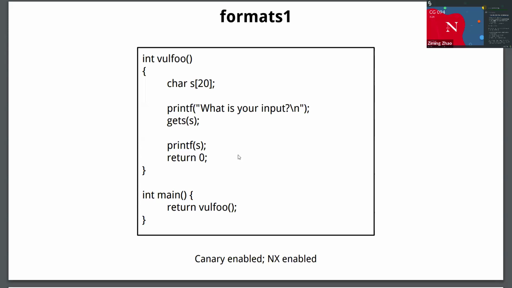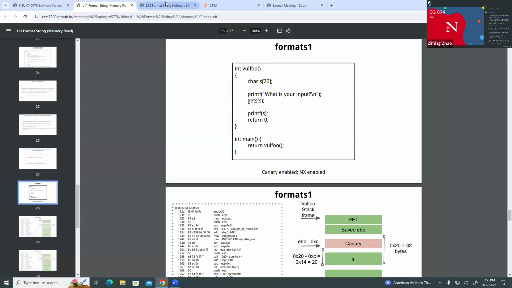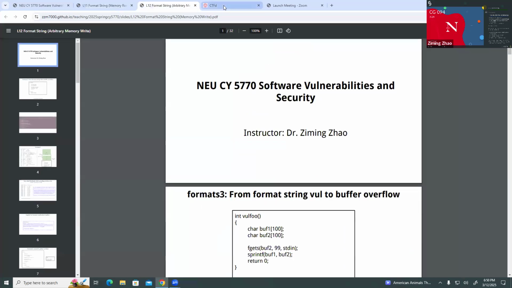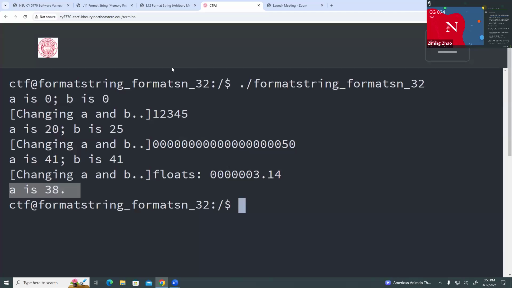In this case, the input could be bigger than 20 bytes, and it is used as a format string, because it has only one parameter there, and the first parameter is the format string. It's using your input as a format string. Then what can we get from this? Let's say this is format string 1.